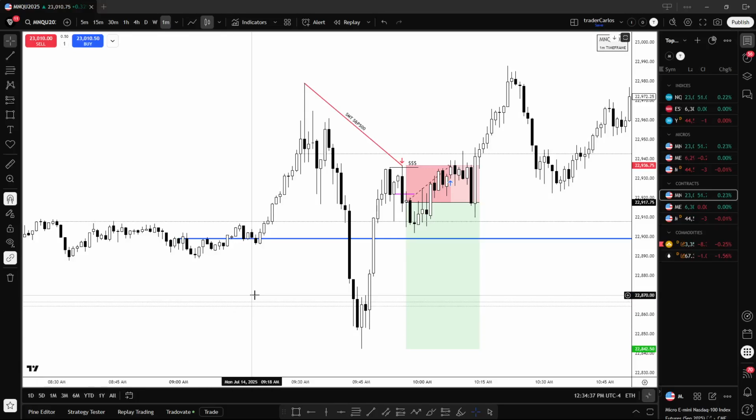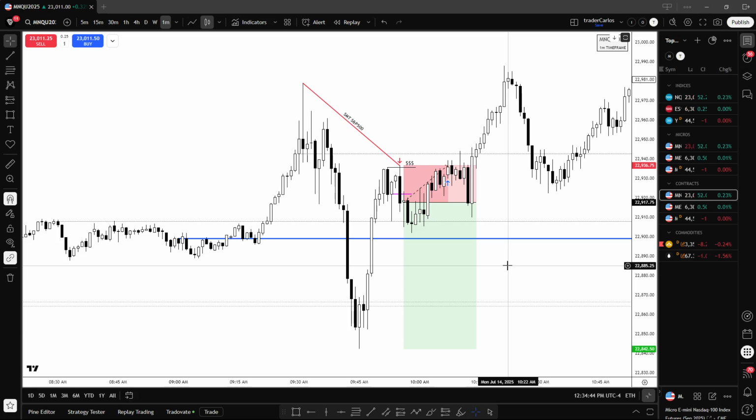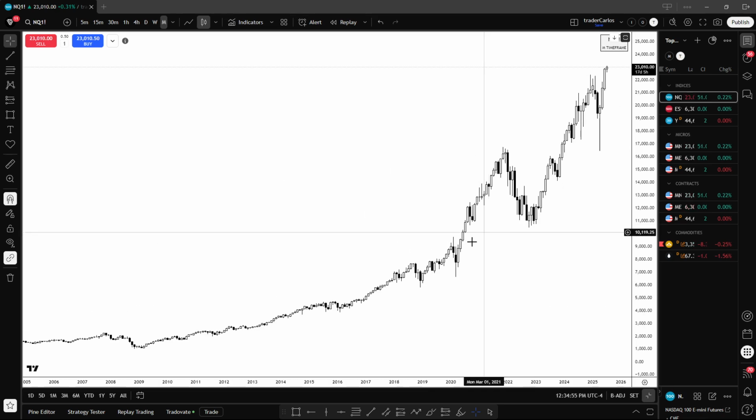All right, going to be going over the short I took this morning on NQ. So we're going to start with the higher time frame and work our way down. I use MNQ to execute, and then I just use NQ to chart. But start off with the monthly time frame.